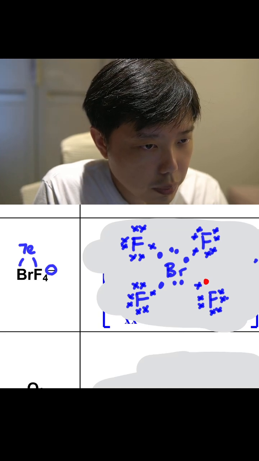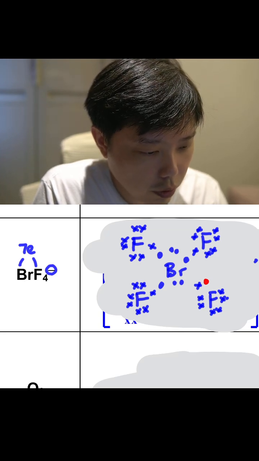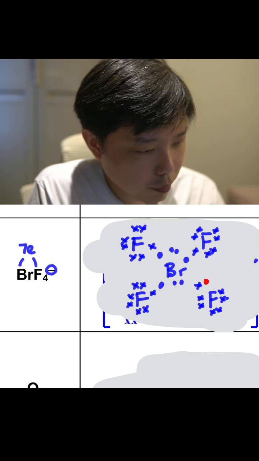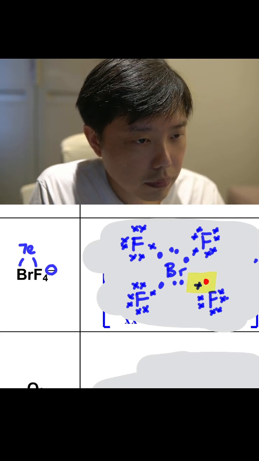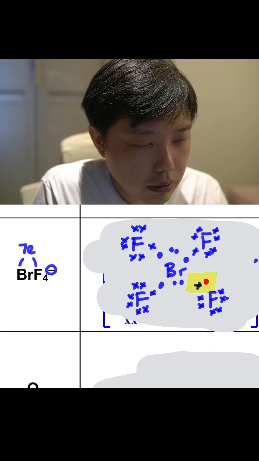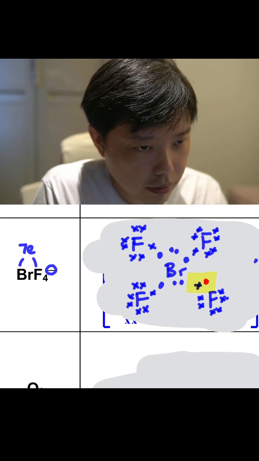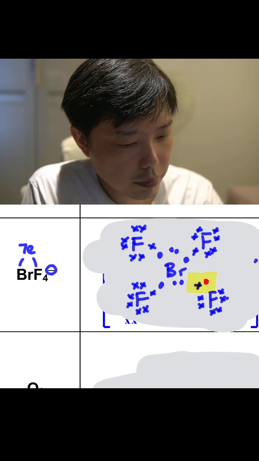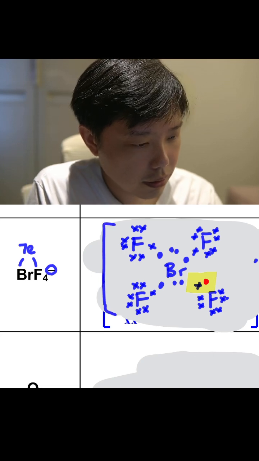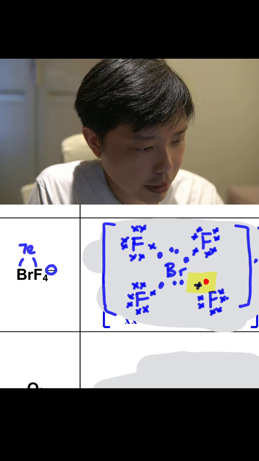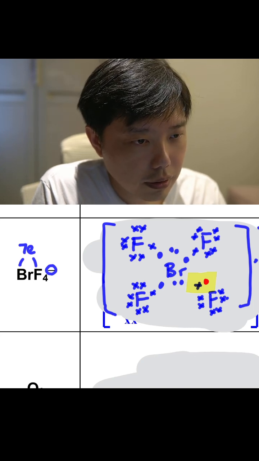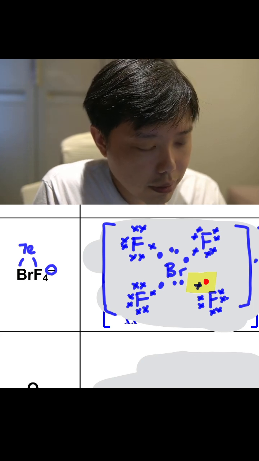Okay, so here we have 3 single bonds formed with fluorine and 1 dative bond. Okay, so the dative bond is here from fluorine bonded to bromine. Okay, so to finish off this diagram, you just need to put a square bracket, and put a negative charge outside. Alright, so that's all for this diagram.